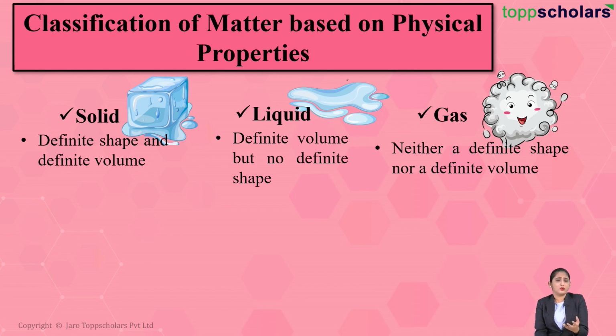But what about gases? Do gases have any shape? No, gases do not have a definite shape. What about volume? Gases do not have a definite volume, which means that gases simply occupy all the space that is available to them, right?